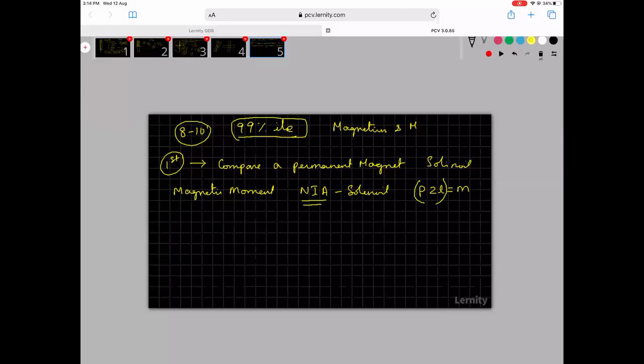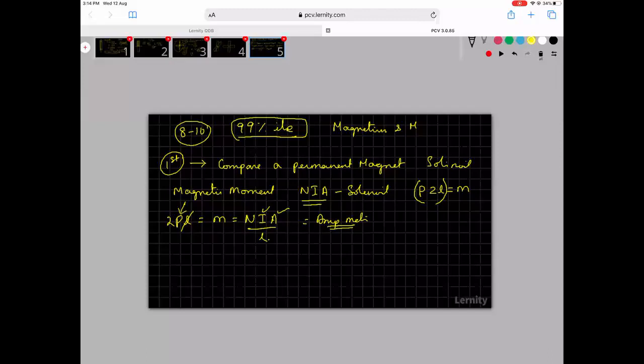So now, if you want to compare a solenoid with that, pole strength into 2 times L, which is the magnetic moment, is equal to NIA. Now you can compare between the two. So the L comes down. This is current area by L, so that is ampere meter. This is the unit of pole strength. That is the question that has come in your exam.